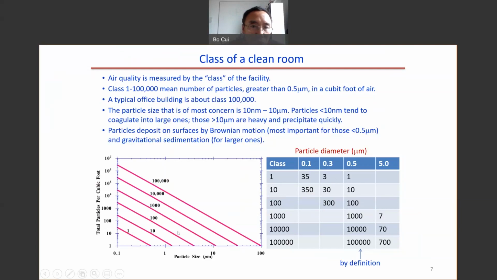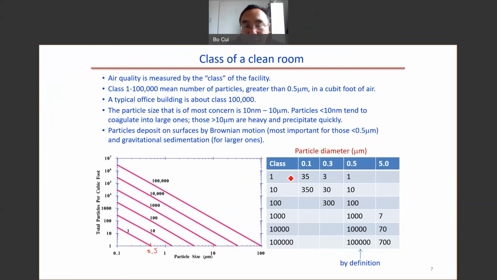Here the drawing is the same thing. The class 1 is this one here. This is 0.5 micrometer. So class 1 equals 1, class 10, 10, class 100, class 1000. There are more particles with smaller sizes.